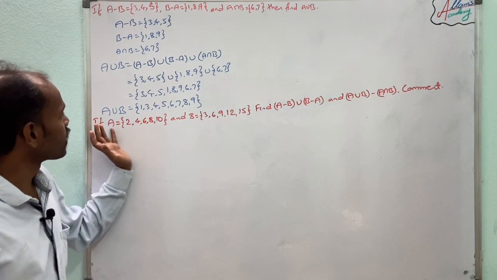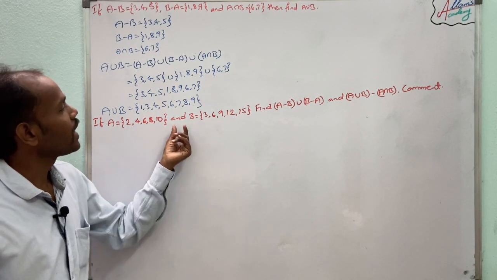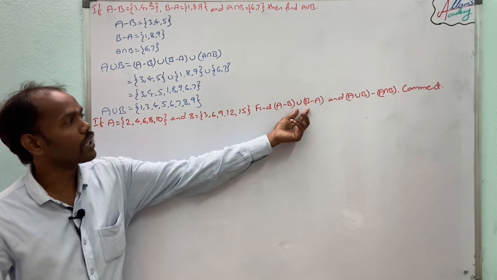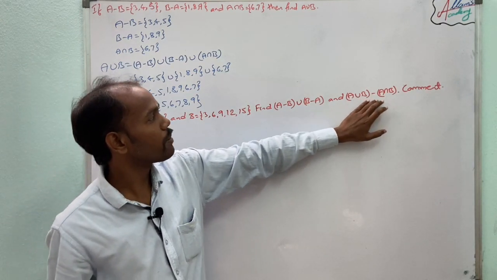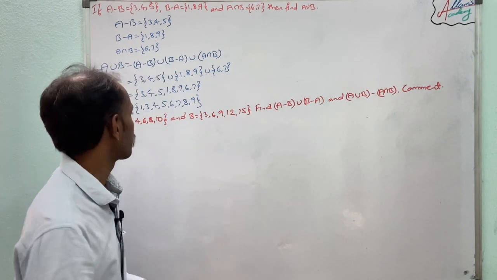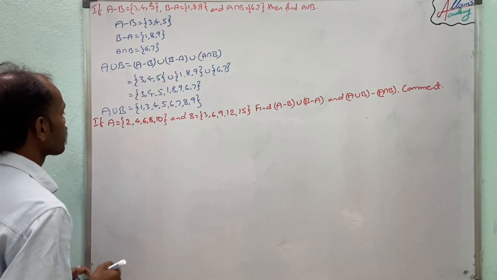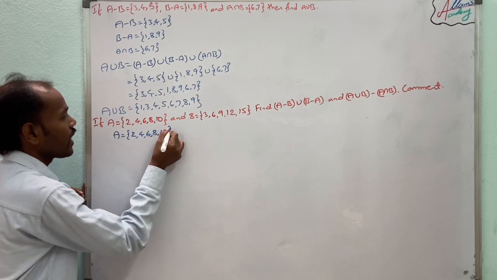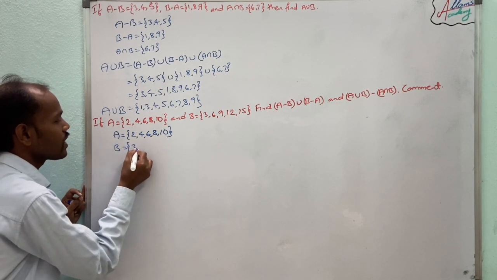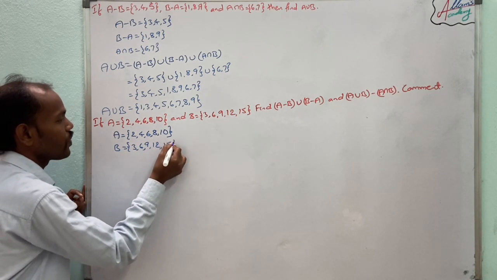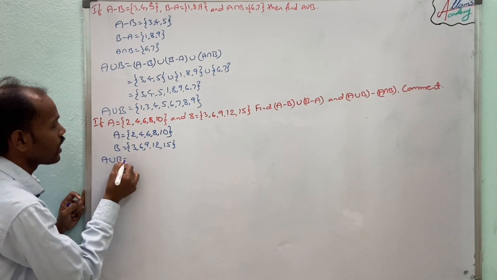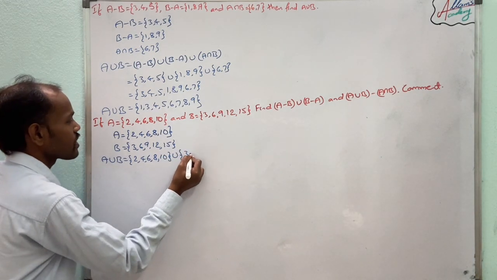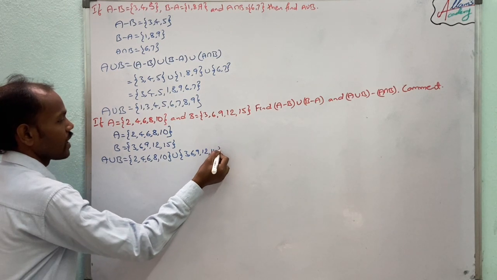Here is a given problem: if the set A is 2, 4, 6, 8, 10 and the set B is 3, 6, 9, 12, 15, find A union B, A intersection B, and A union B minus A intersection B, and comment on it. The elements of the sets are written: the set A is 2, 4, 6, 8, 10 and the set B is 3, 6, 9, 12, 15. A union B, as we already said, means writing all the elements of the given sets as a single set.